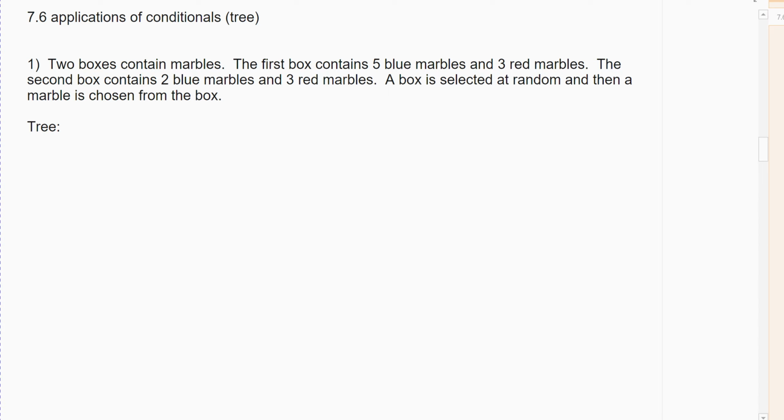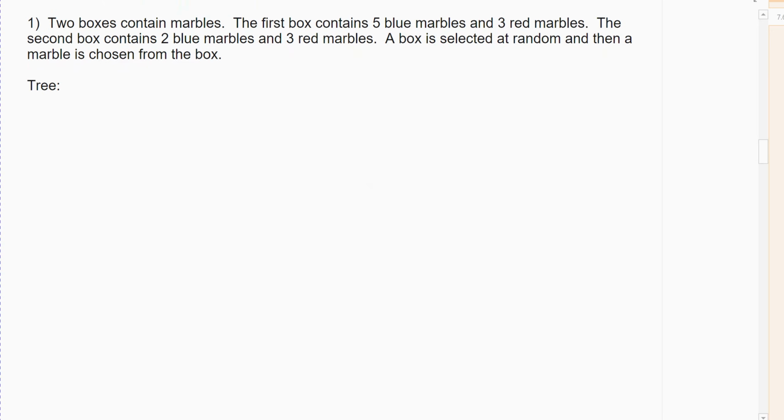Alright, so the first example, we have 2 boxes. They contain marbles. The first box contains 5 blue, 3 red. The second box contains 2 blue and 3 red. Alright, so the 2 boxes have a different set of marbles. We select a box at random, and then a marble is chosen.